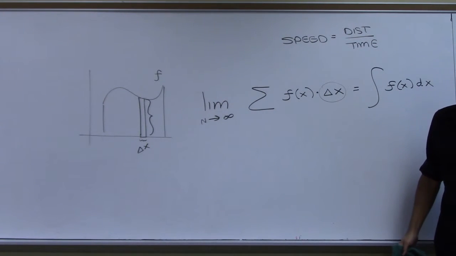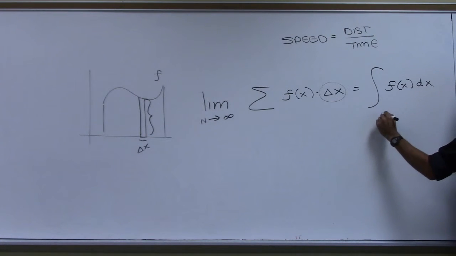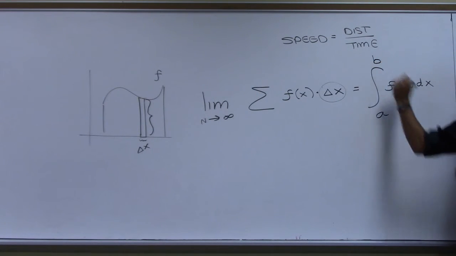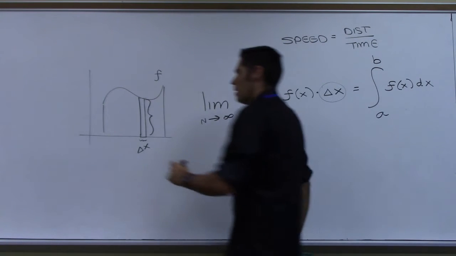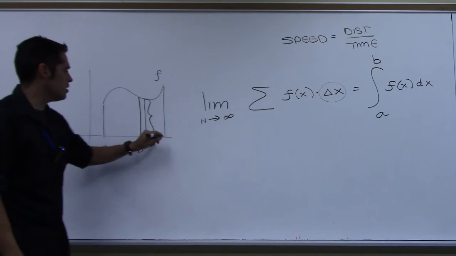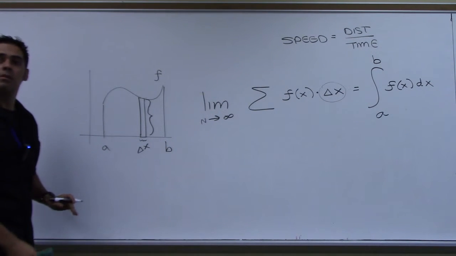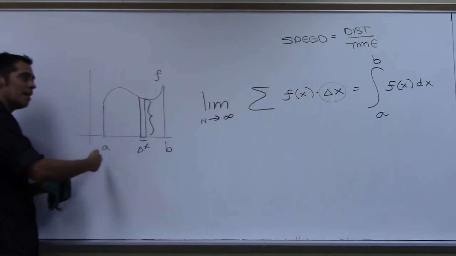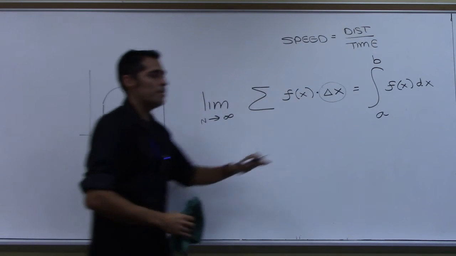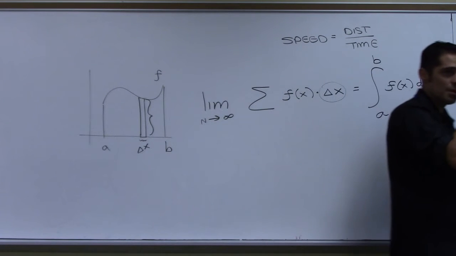So where do the numbers come in? Where do these numbers a and b come into play? Well, a and b are the points where you want to start and you want to stop. So if you want to start at x equals a and end at x equals b, then we put a and b here, starting and stopping point.